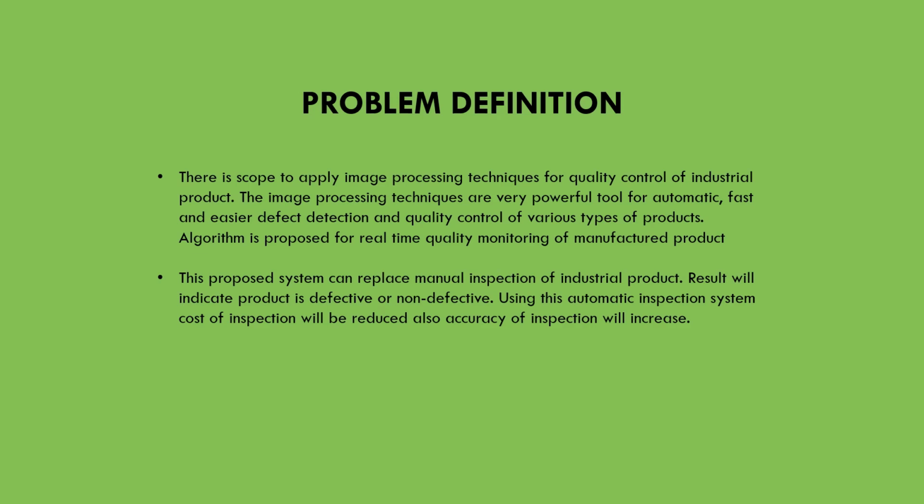The image processing techniques are very powerful tool for automatic, fast and easier defect detection and quality control of various types of products. Algorithm is proposed for real-time quality monitoring of manufactured product. This proposed system can replace manual inspection of industrial product. Result will indicate product is defective or non-defective.